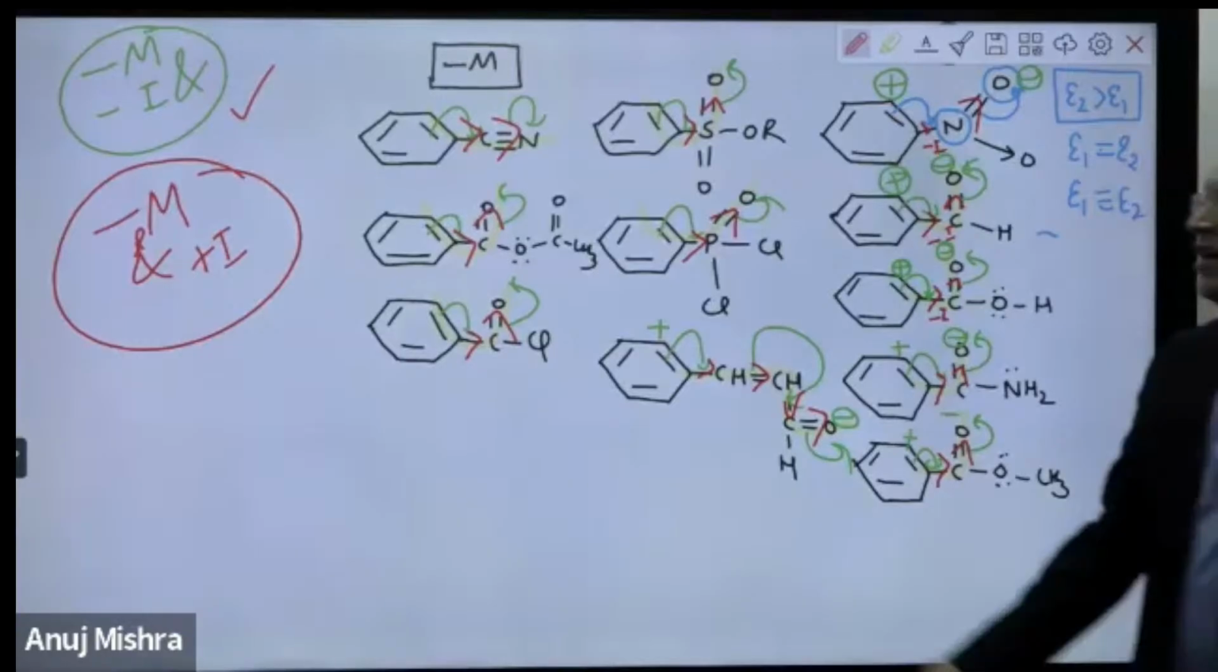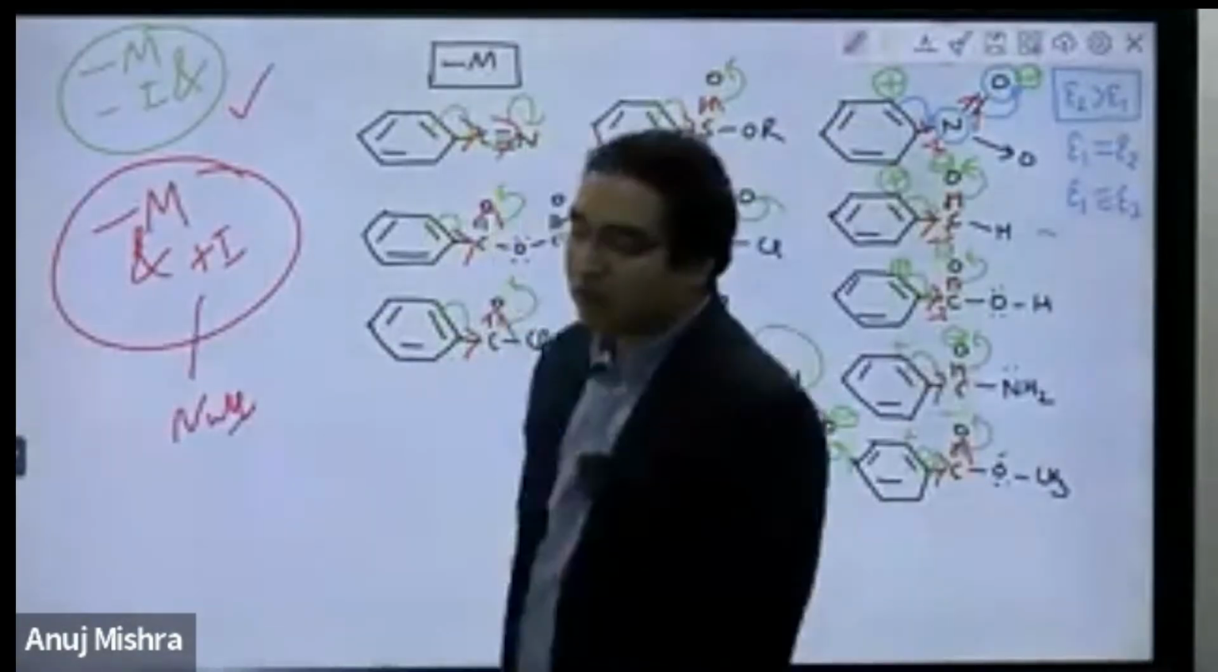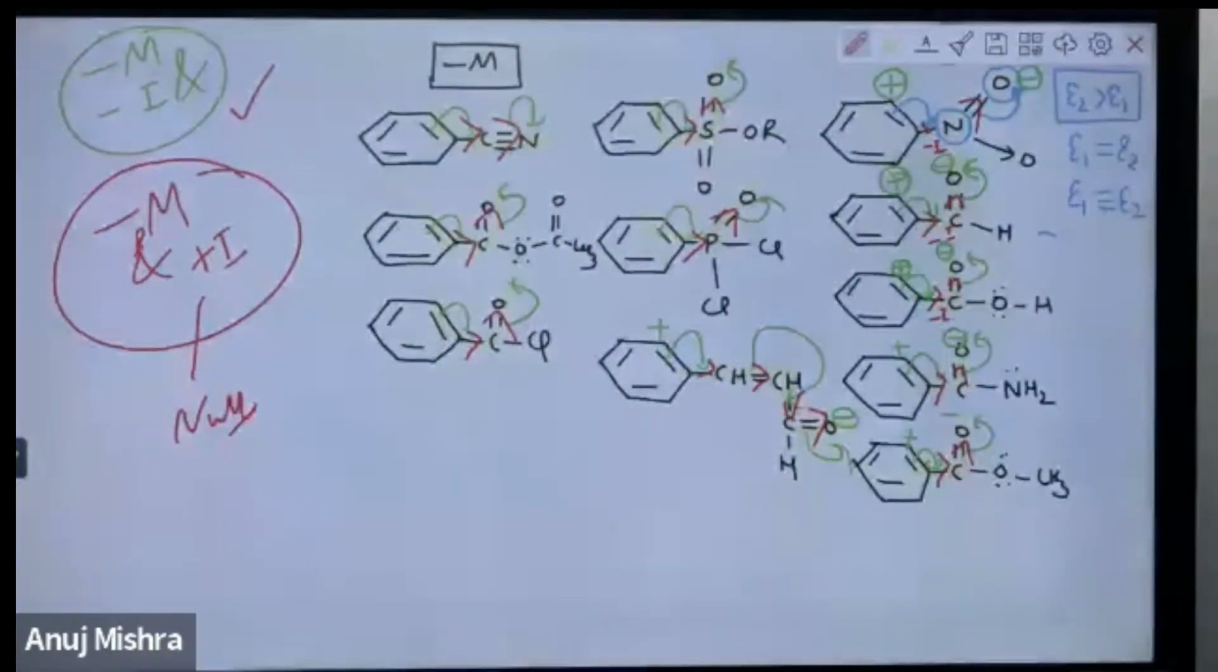So can there be a group which has both minus M as well as plus I? So generally speaking, this is almost null. Okay, this is almost null. We can have one or two examples we can create randomly, but as of now you keep it as null. Okay, very rare, very very rare.